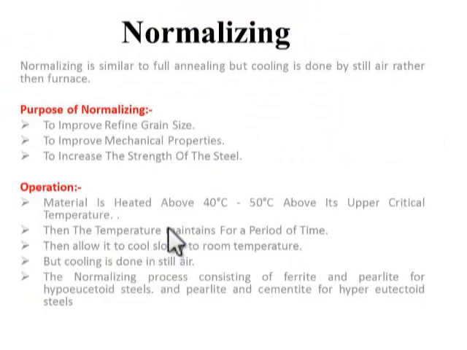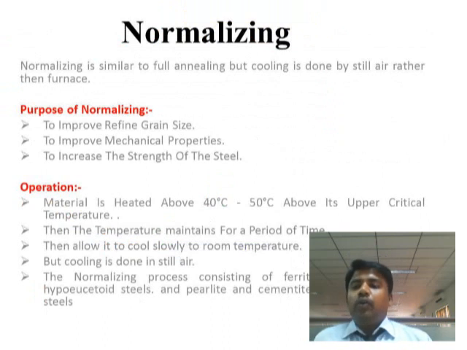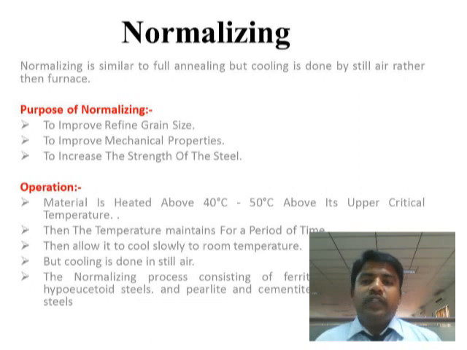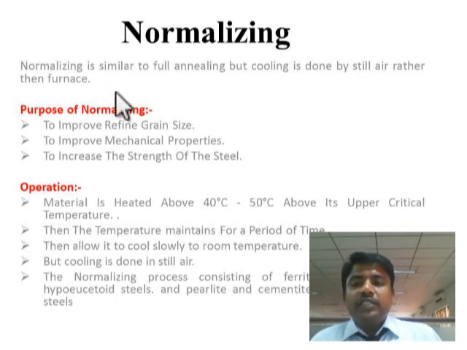Now I am going to the normalizing process. What is the normalizing process? This we call the moderate cooling process. Here we go to a normal cooling or moderate cooling process. First, we discussed the pretreatment of the metal as a slow cooling process. Normalizing is a moderate cooling process.